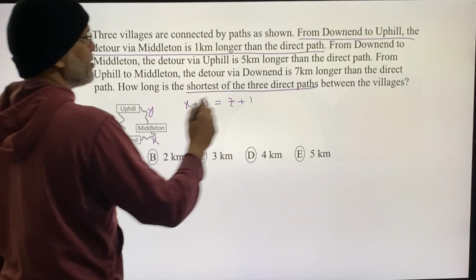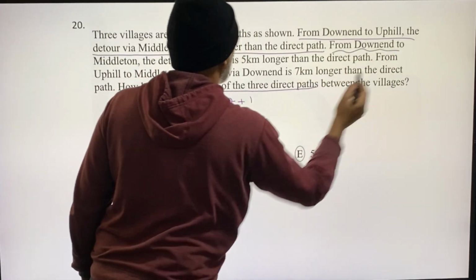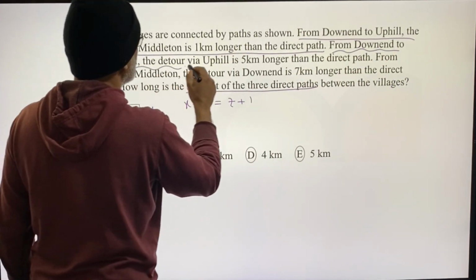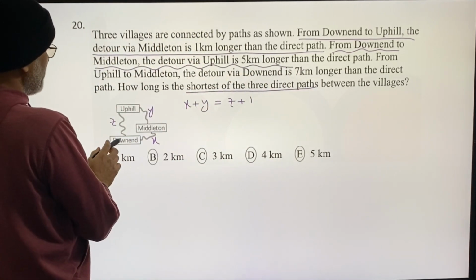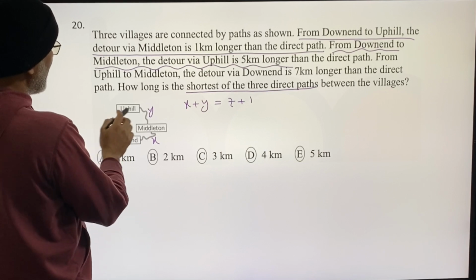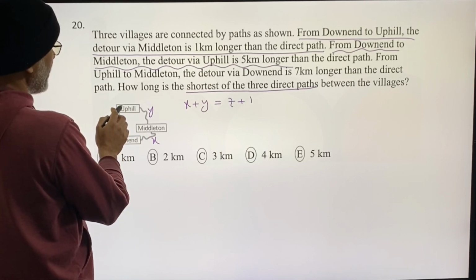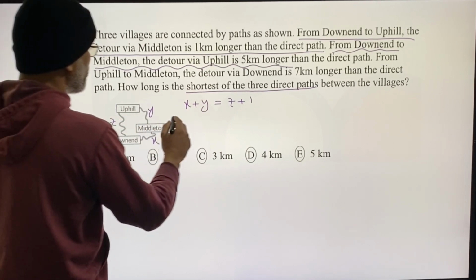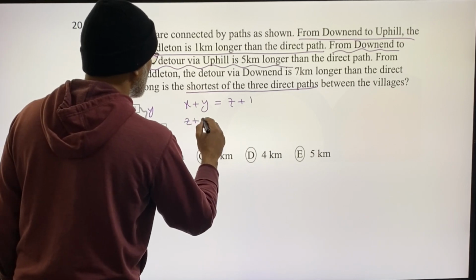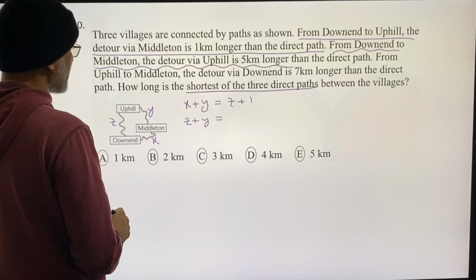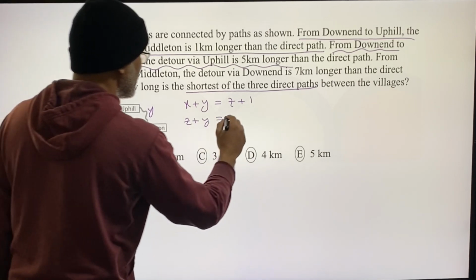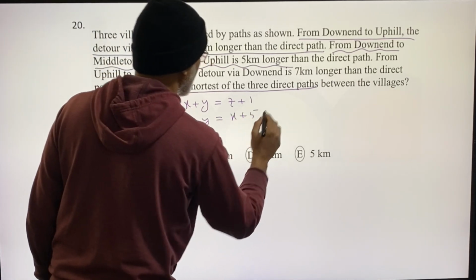What is the next condition? From Downend to Middleton, the detour via Offhill is 5 kilometers longer. Okay, D to M, but via U, right? So that is z plus y is 5 kilometers longer than the direct path. Direct path is x, so x plus 5.